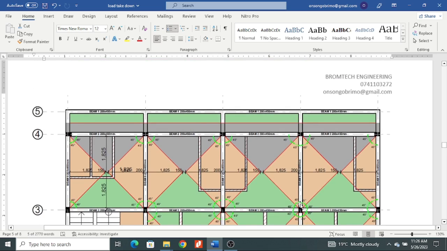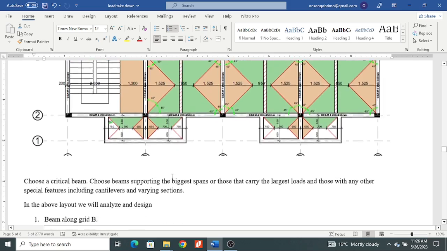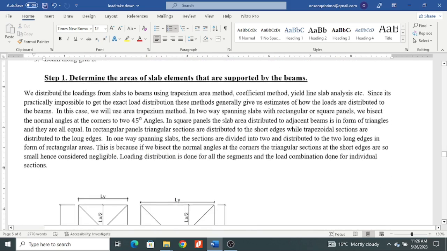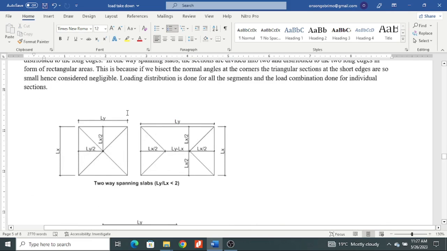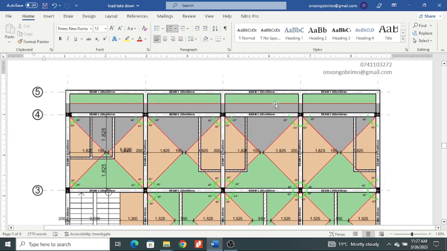I'm going to use this beam here as my grid B. Therefore, those are the 3 beams I'm going to determine their loading. So step 1 is determine the area of slab elements that are supported by beams. I've already explained that. Find out one-way spanning and two-way spanning and distribute the areas to the beams.